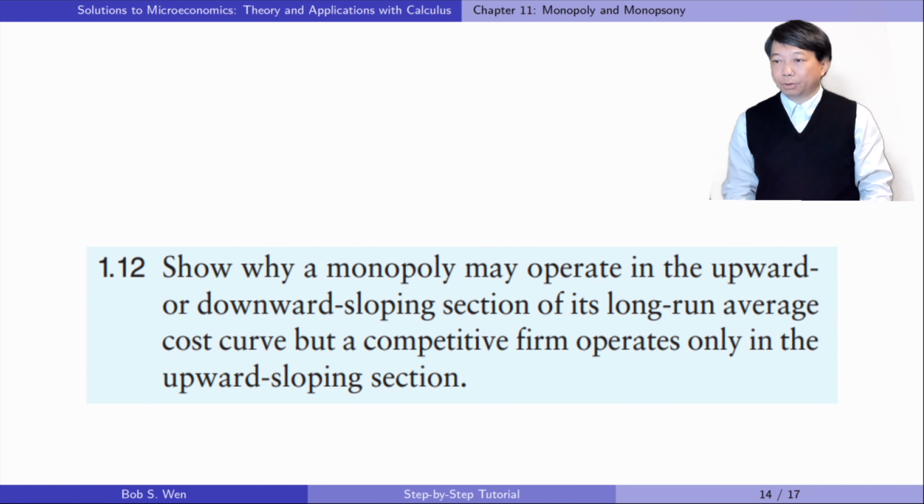Let's find answers to exercise 1.12. Show why a monopoly may operate in the upward or downward sloping section of its long-run average cost curve, but a competitive firm operates only in the upward sloping section.